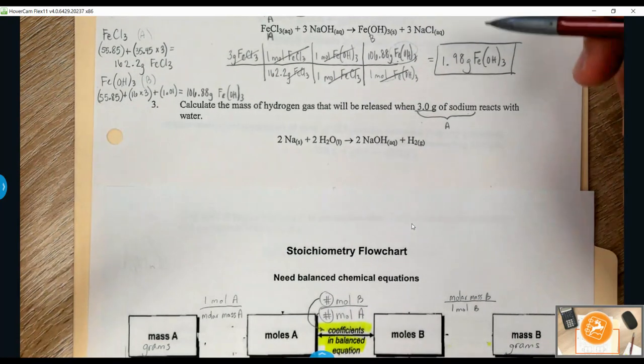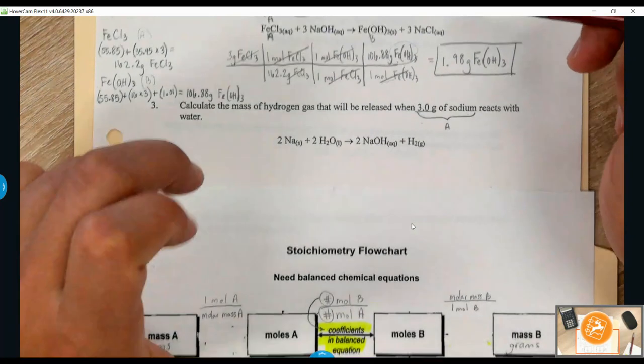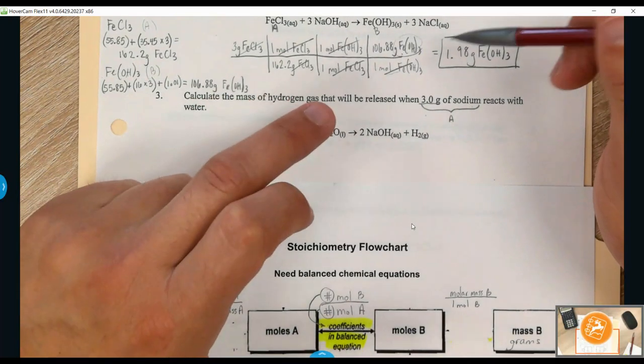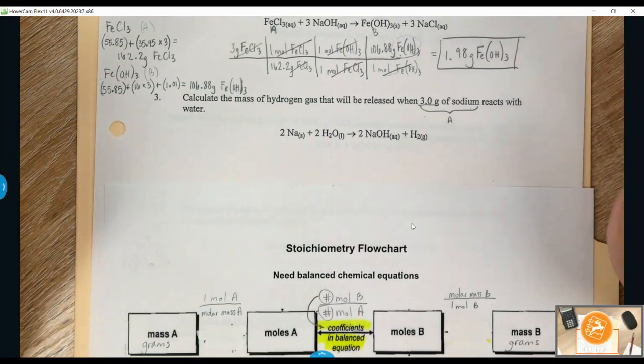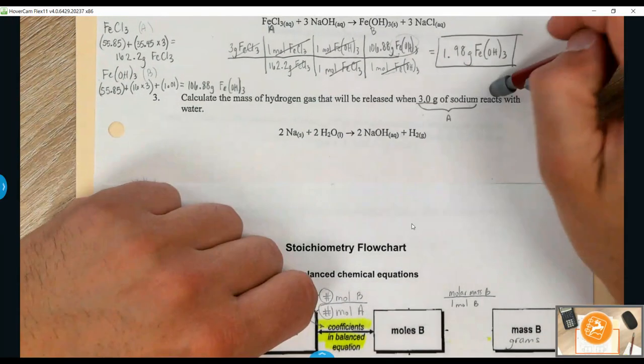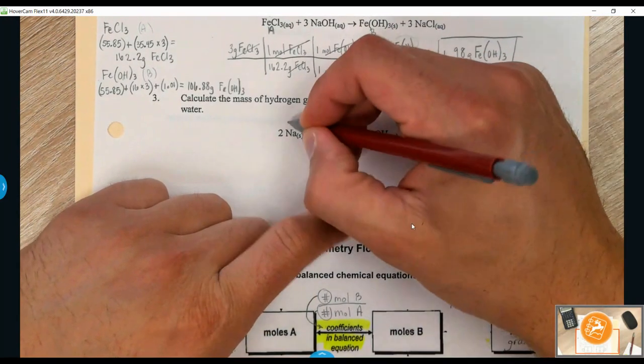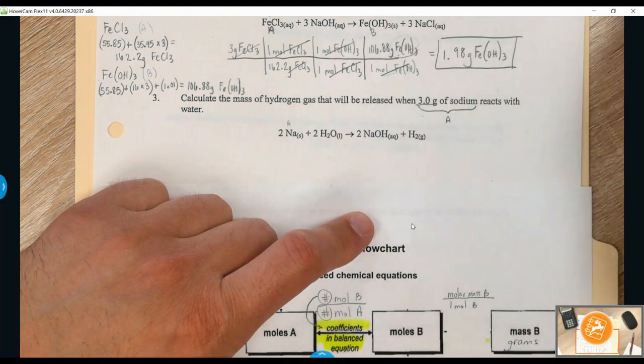So again, I see a couple of things here. I see calculate the mass of hydrogen gas that will be released with 3 grams of sodium reacting with water. So what is substance A? Sodium is this one, so I'm going to just put a little A above it.